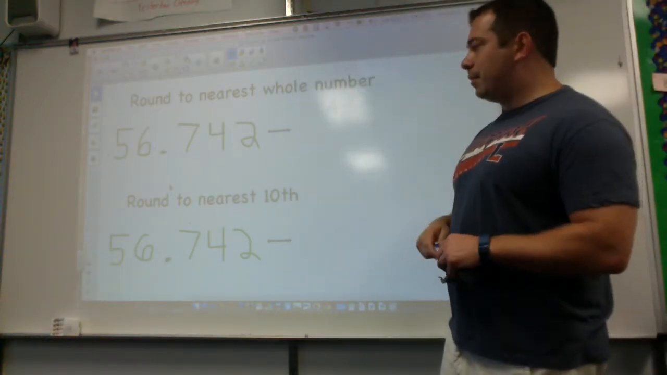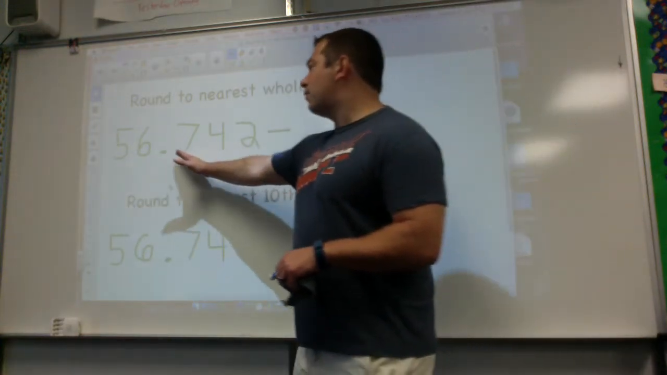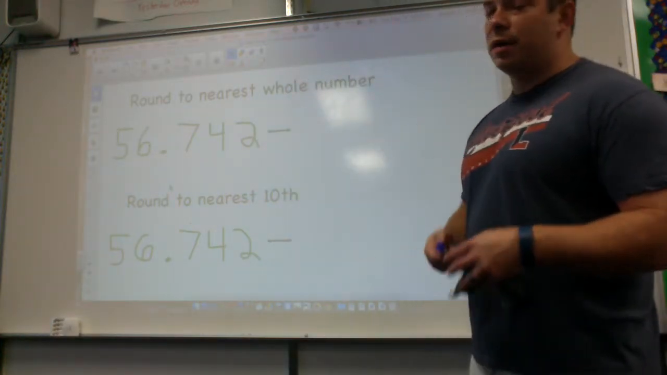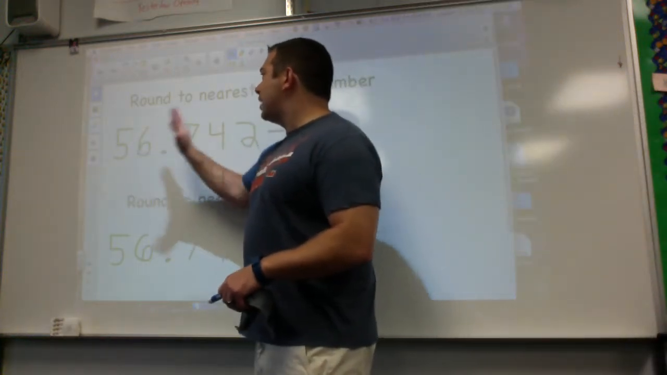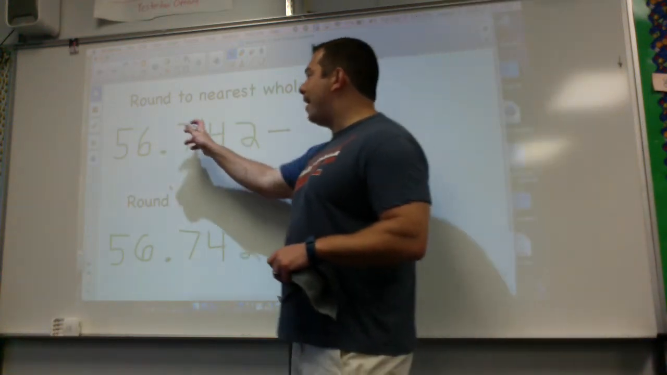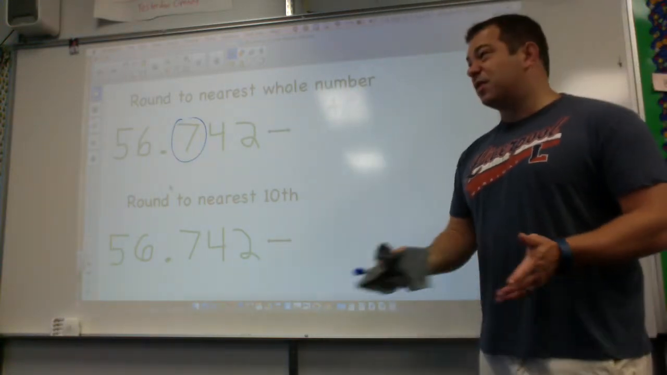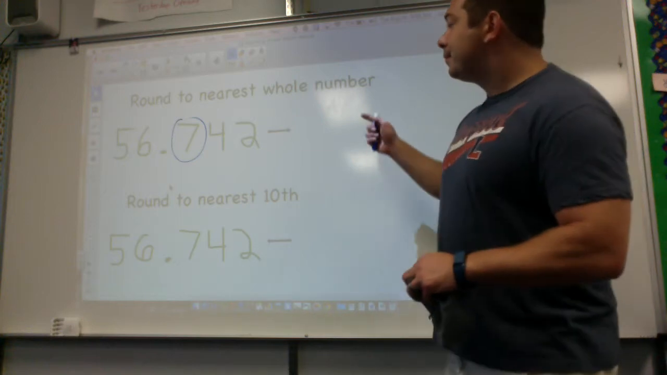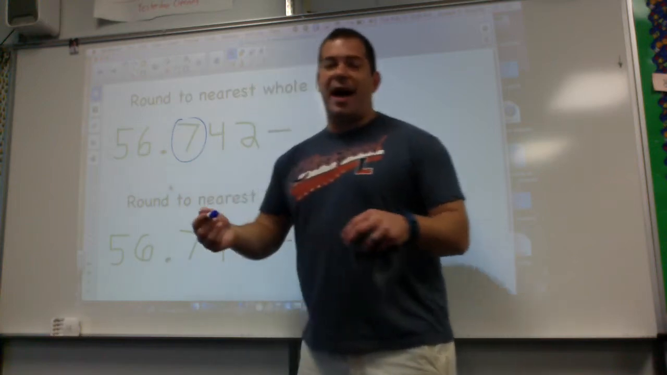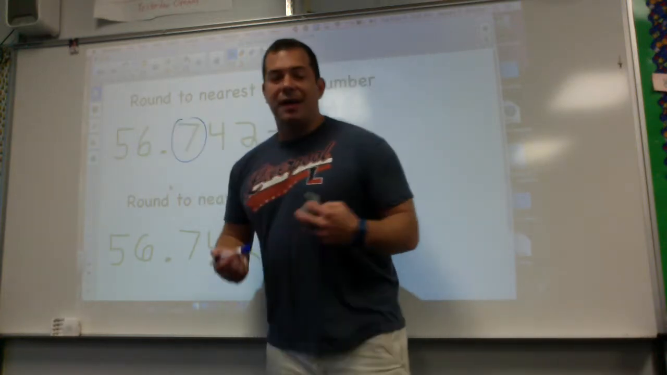Round to nearest whole number. Okay, the nearest whole number is anything to the left side of the decimal. Anything to the right side of the decimal, those are your tenths, hundredths, and thousandths. All right, those are below 1, so they're not whole numbers. So to the left of the decimal is the nearest whole number. Okay, so the first thing I'm going to do is look at my tenths. Now, you should remember from 5th grade or 4th grade, even in 3rd grade possibly, maybe 2nd grade, anything that is 5 or above rounds the next number to the left higher. Anything that's 4, 3, 2, 1, or 0 will keep the number to the left of it the same.